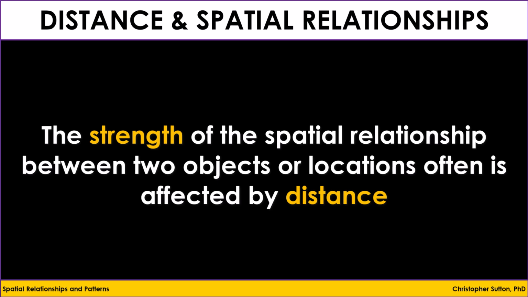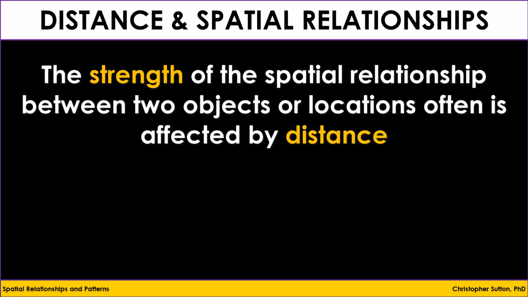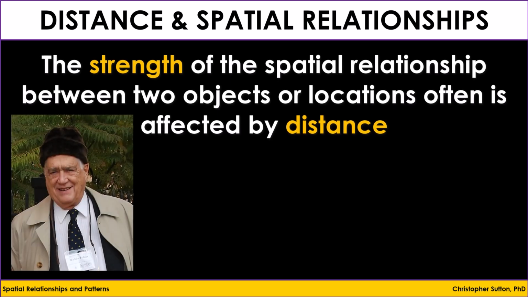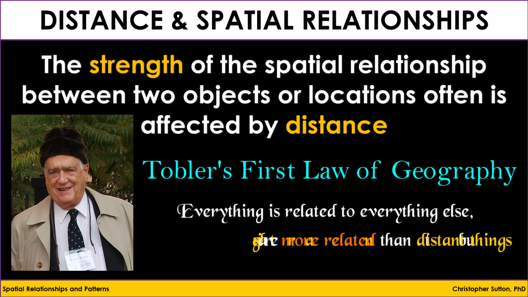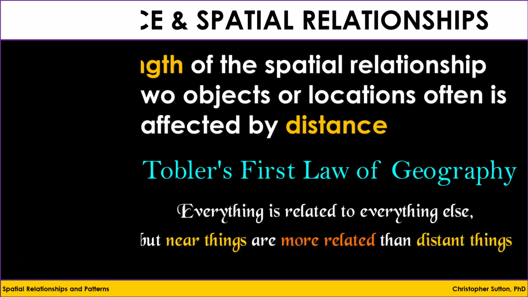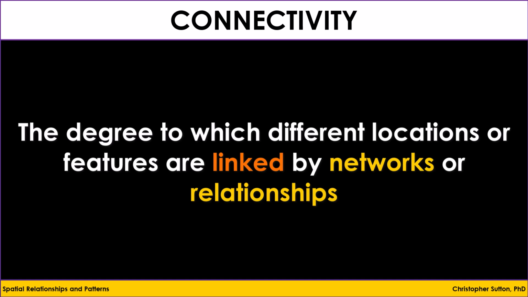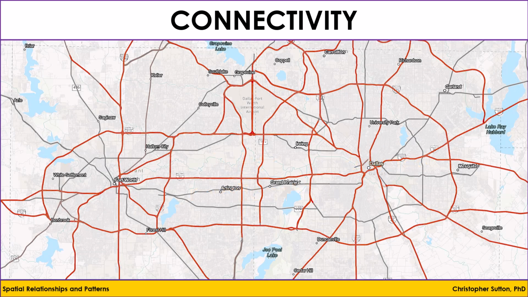The strength of a spatial relationship between two objects or locations often is affected by distance. Geographer Waldo Tobler famously coined what is known as his first law of geography, stating that everything is related to everything else, but near things are more related than distant things. Connectivity is the degree to which different locations or features are linked by networks or relationships, such as transportation routes, communication systems, ecological corridors, or social networks.